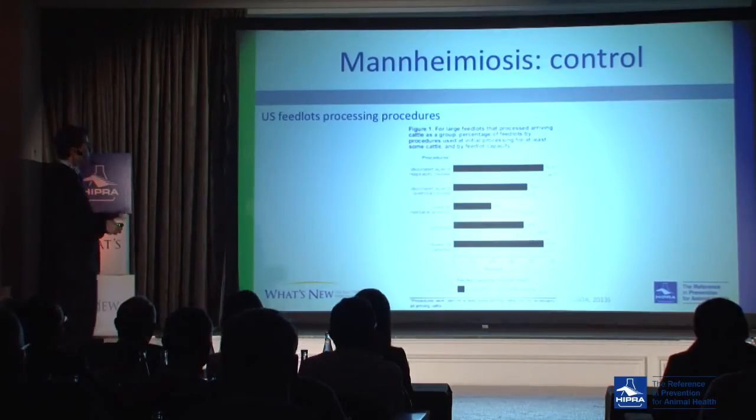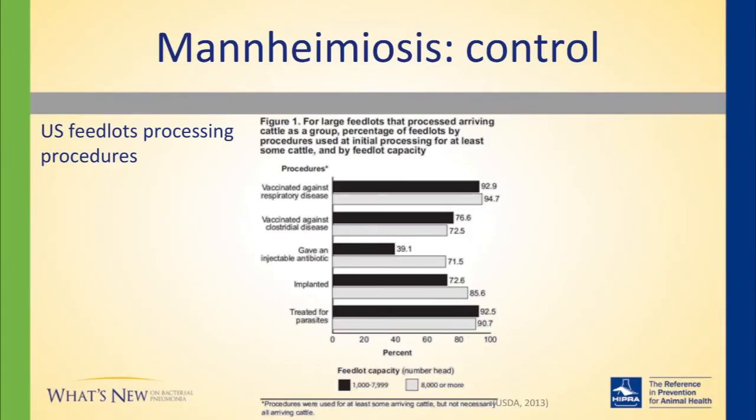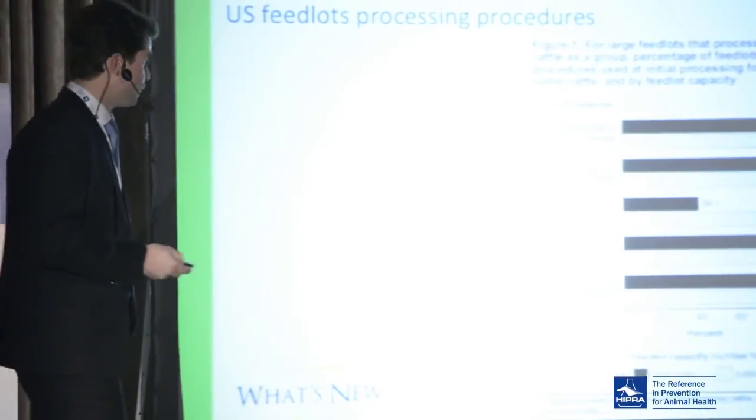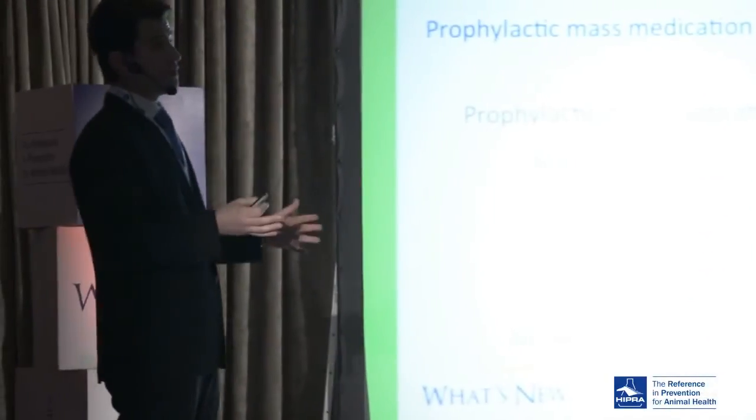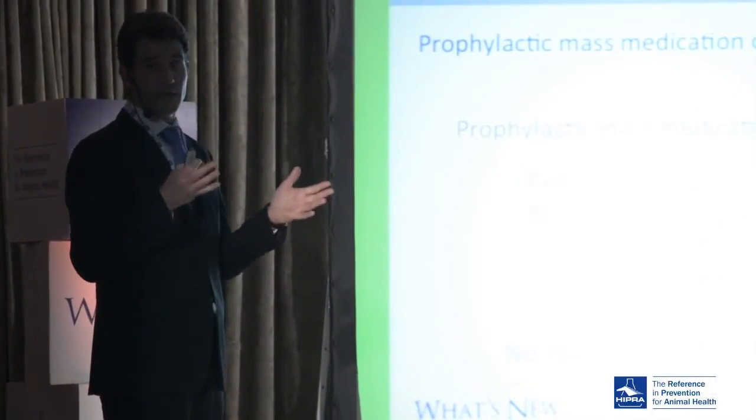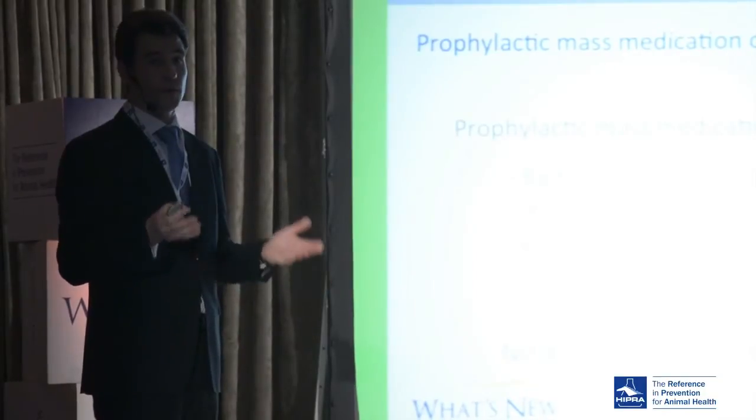Here are just some numbers about what is going on in the US. More than 90% of the cattle are vaccinated on arrival. I'll talk a little bit about vaccination also. But they also received, in the big feedlots, 71.5% receive injectable antibiotic on arrival. So the use of antibiotic is widespread, and I think it won't finish tomorrow. We should face it, injectable antibiotic works on arrival.